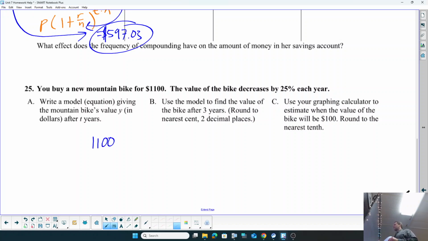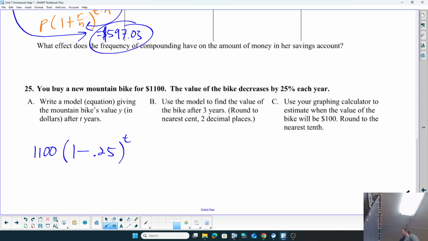Write a model giving the mountain bike's value after 2 years. The value of the bike decreases by 25% each year. Oh no. So that mountain bike over the years is going to depreciate. It's going to decay in its price. So we're going to do 1 minus 0.25, since it's 25%, each year. And so there's our model per year.